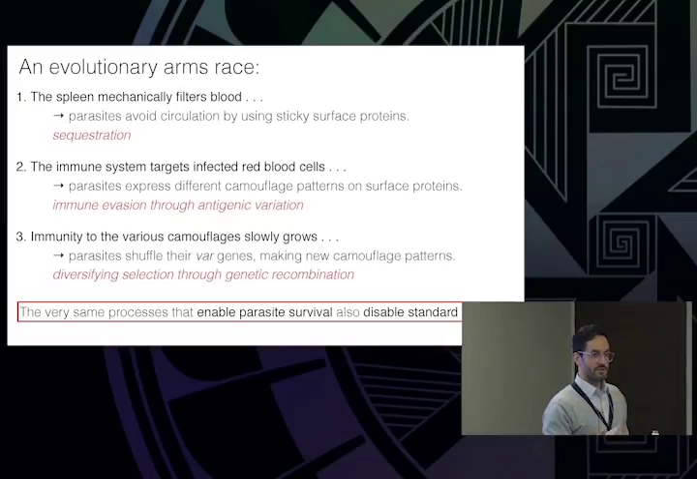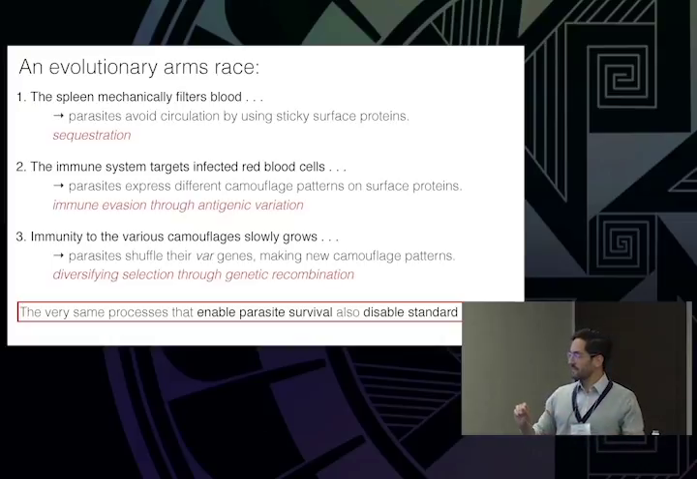Over time, of course, your immune system accumulates knowledge of things that it's seen in the past, so immunity to these various camouflages will grow. And so the parasites shuffle their VAR genes. These are the genes that are responsible for creating this Velcro camouflage in the first place, making new patterns. This is what we would call diversifying selection through genetic recombination. This is not survival of the fittest, it's survival of the most diverse.